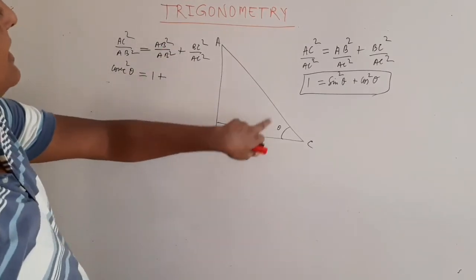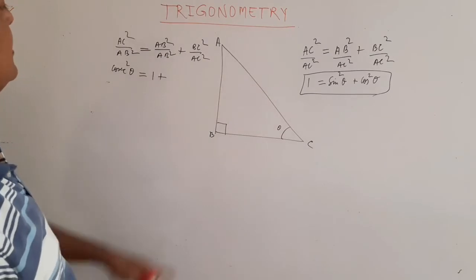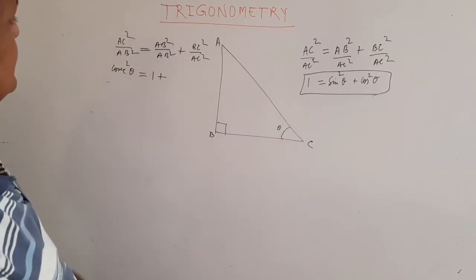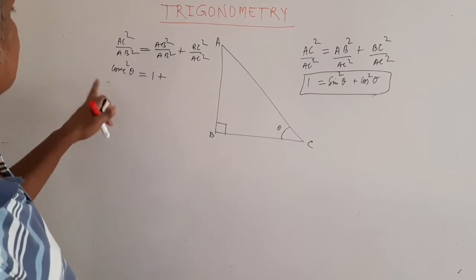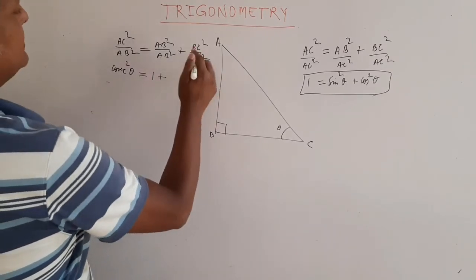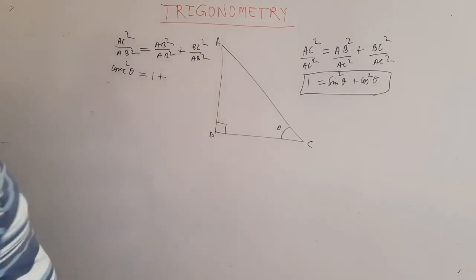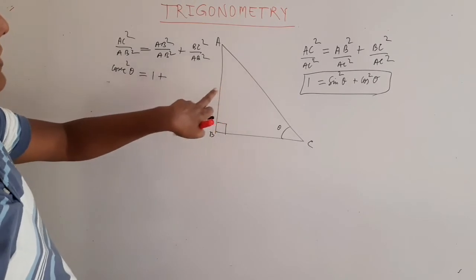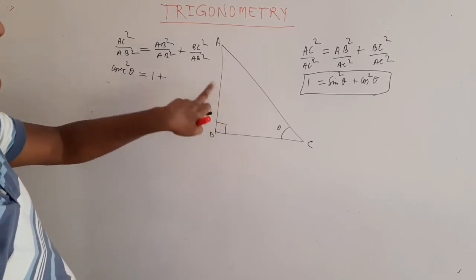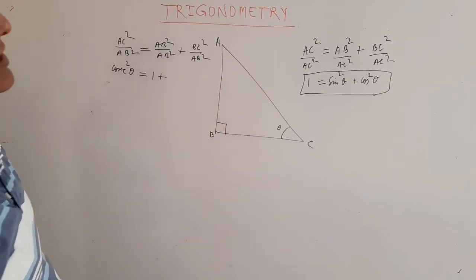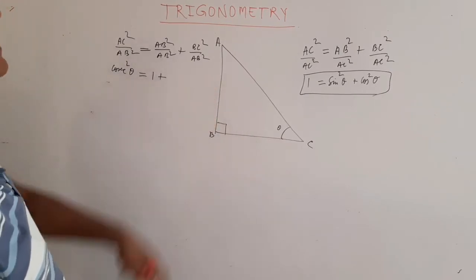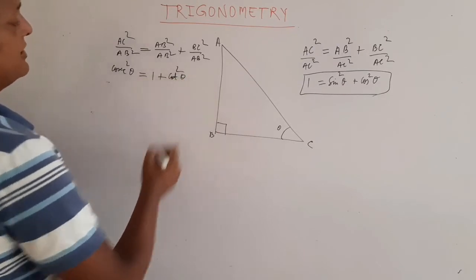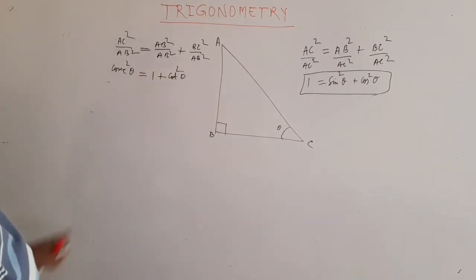BC over AB. Oh, sorry, my bad. This should be AB square. So it is BC square over AB square. BC over AB, and AB over BC is called tangent. So BC over AB is called cotangent. That is also written as cot square theta. This is the second relation existing between them.